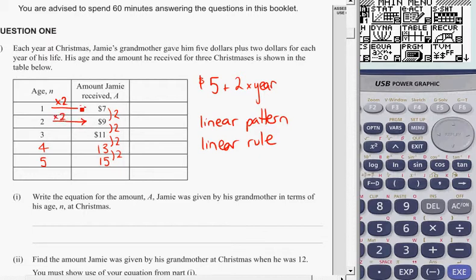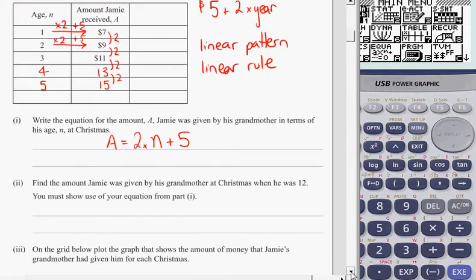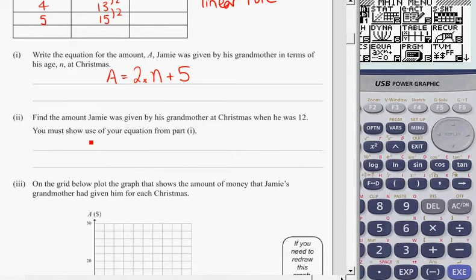And obviously we've worked out already 1 times 2 is 2 plus 5. 2 2s are 4 plus 5. So to work out A, we're going to go 2 times the age, which is N, plus 5, or something equivalent to that. Right, part 2 says, find the amount Jamie was given by his grandmother at Christmas when he was 12. And you must show your use of the formula. So it would be 2 times 12 plus 5. 2 12s are 24, plus 5 is $29.